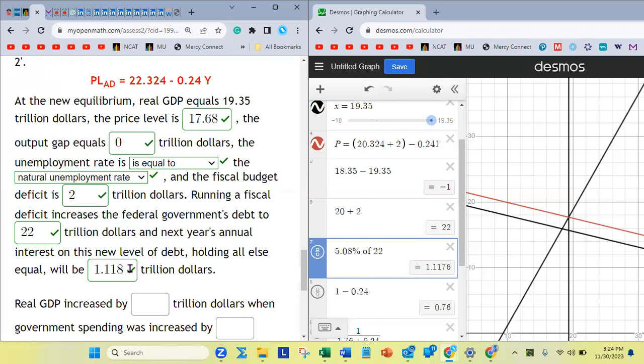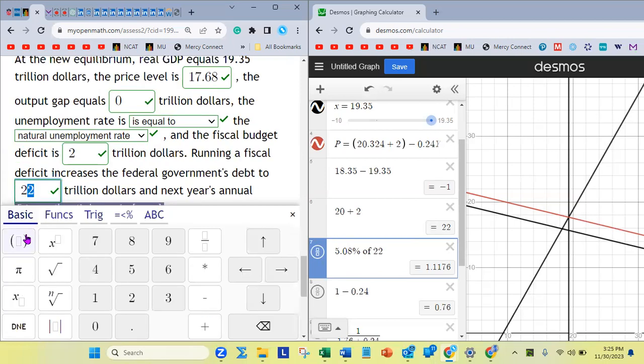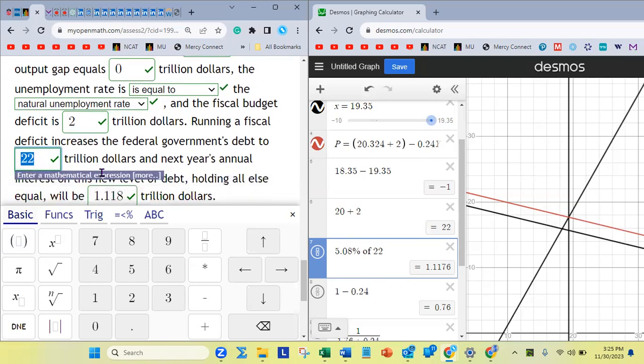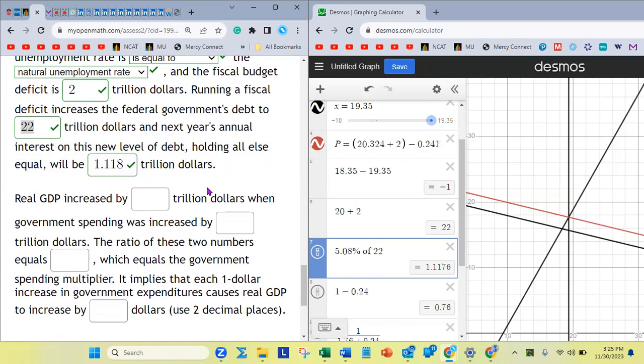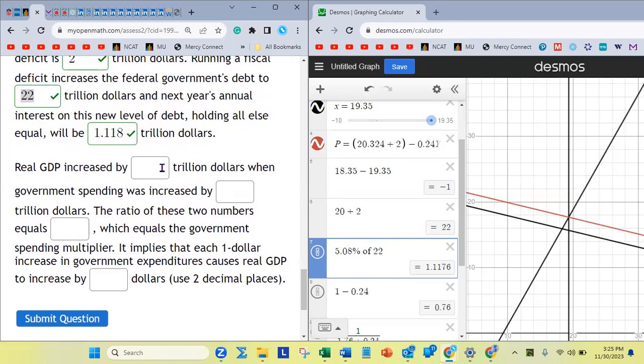So now the bad news is, after we pay this interest on the debt, it's going to be added. So this is before interest. This is what our debt is before interest next year. When we pay the interest, our debt is going to go to 23.118, right?